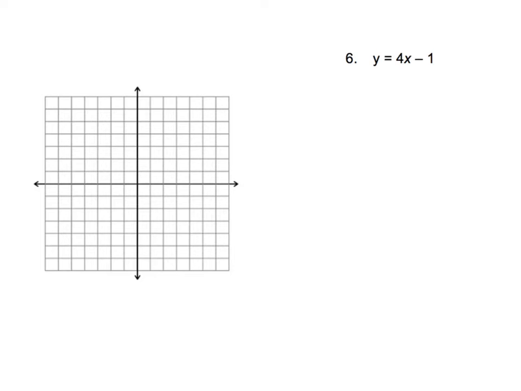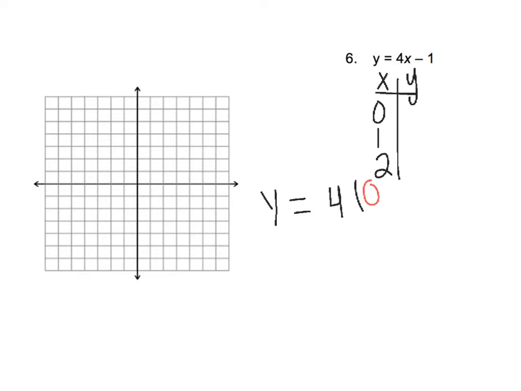We've got the same thing here on problem number 6. As soon as I see it solved for y, and it's that slope-intercept form I recognize, I just start and I make my table. Zero, 1, 2. Down here I'll take y equals 4 times 0 minus 1. I got y equals -1.